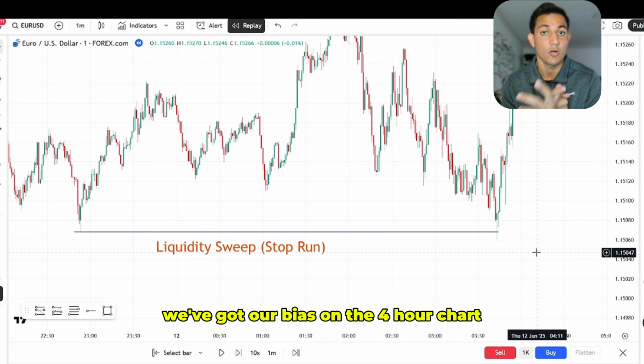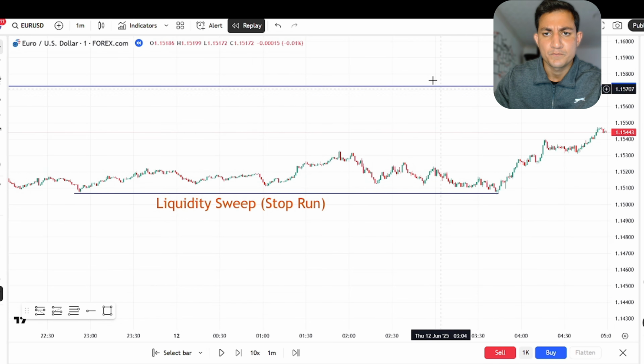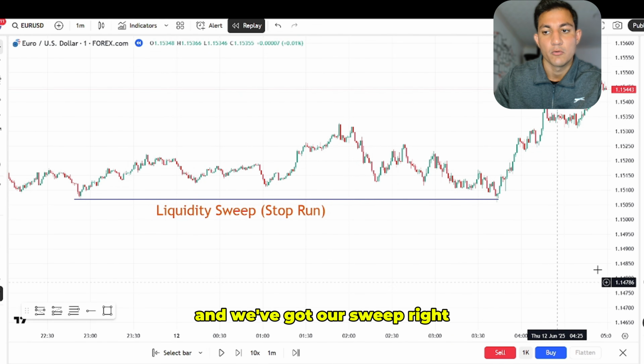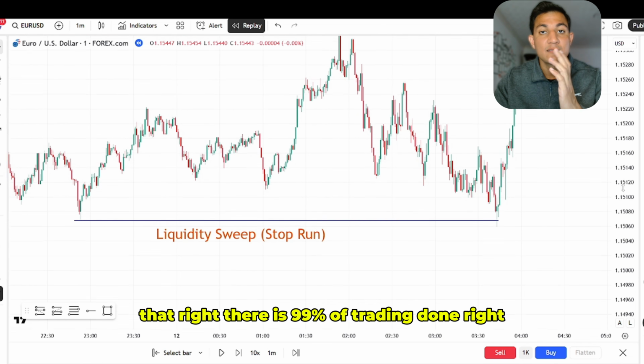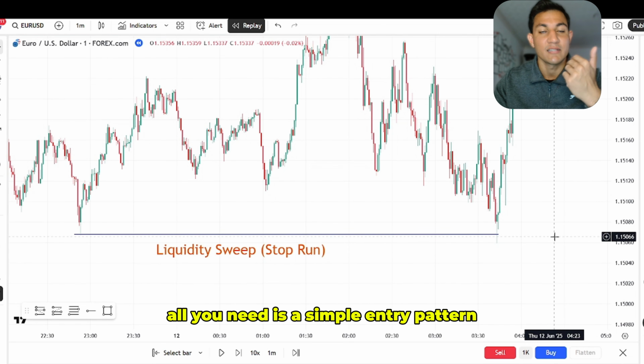But we've got our two complements. We've got our bias on the 4-hour chart, which is the liquidity pool, all the way up here. And we've got our sweep, right? That right there is 99% of trading done, right? You're 99% of the way there. All you need is a simple entry pattern.